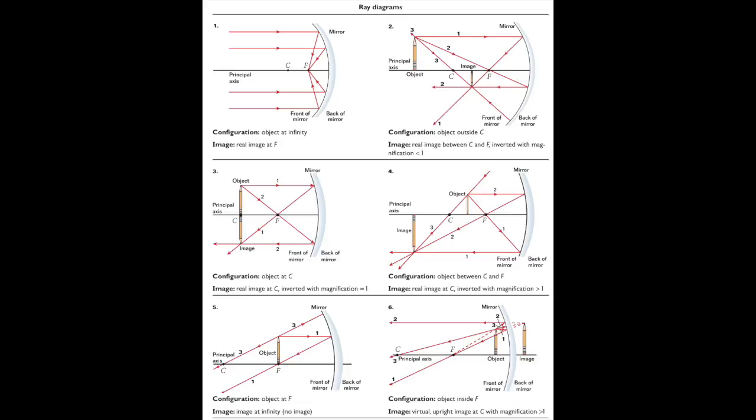However, the image is small. That gives the impression that the cars seen in the mirror are far away, when they are in fact much closer than they appear. You can see that the shape of the mirror determines its properties and its uses.